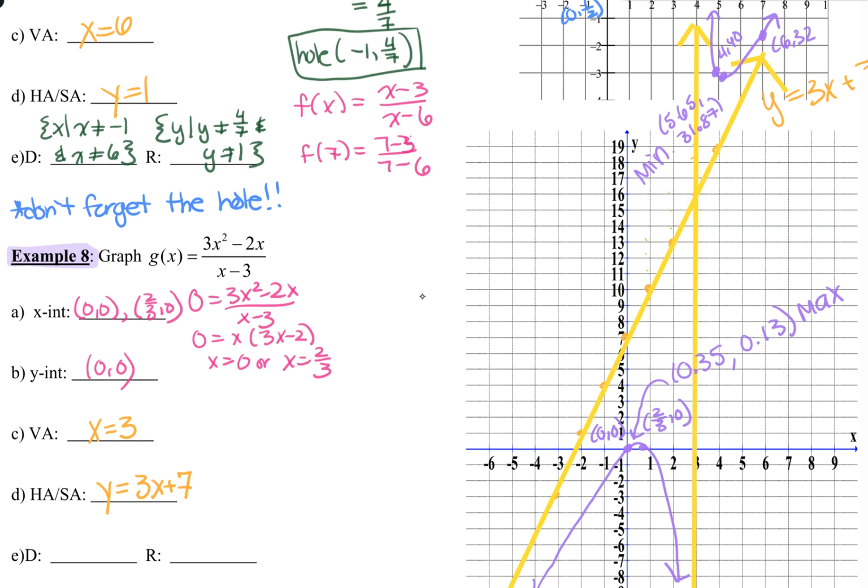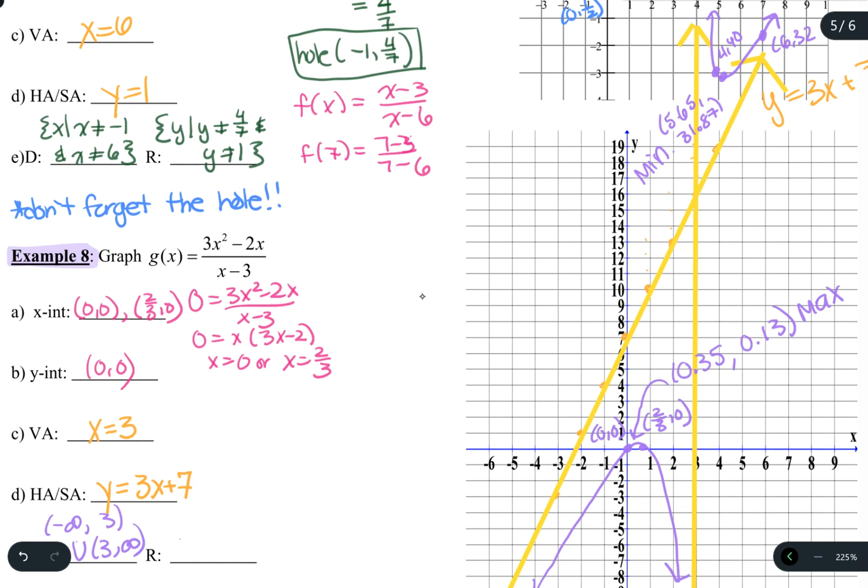and then I need to find the range. So my domain is going to be everything except for the vertical asymptote. I'll write this one in interval notation. So I'm going to go from -infinity to 3 union 3 to infinity.